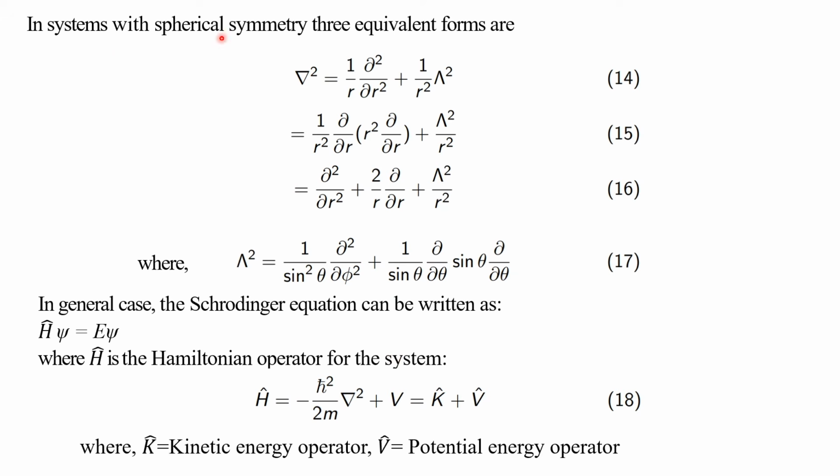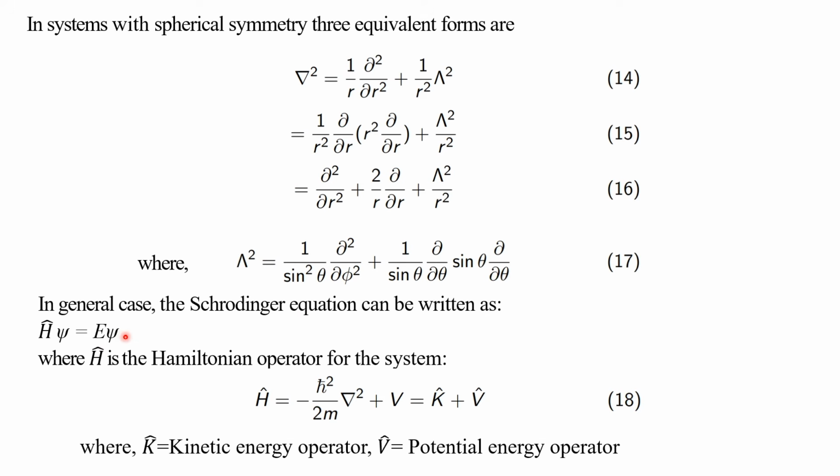In systems with spherical symmetry, three equivalent forms are: psi square will be 1 by r d2 by dr square by 1 by r square, and then lambda square, and we can further simplify this one like 1 by r square del by del r square del by del r. So we arrived at this expression, where lambda square is 1 by sin square theta del 2 by del phi 2 plus 1 by sin theta del by del phi and sin theta del by del phi. In the general case, the Schrödinger equation, this is the general expression.